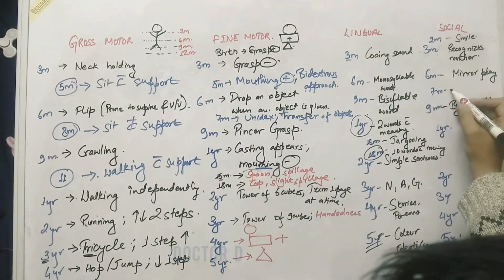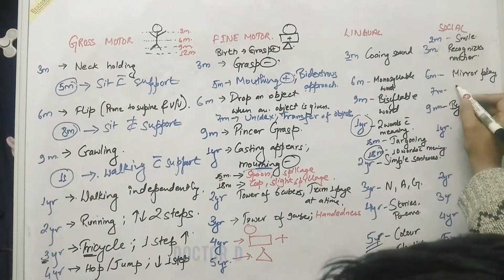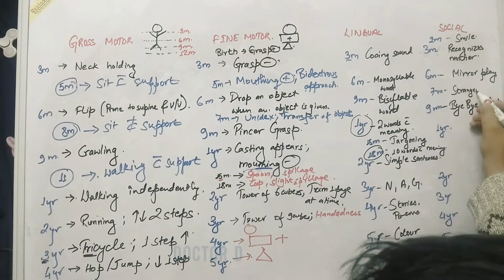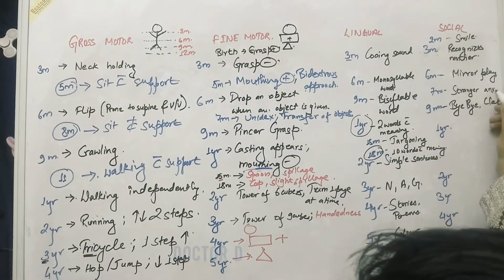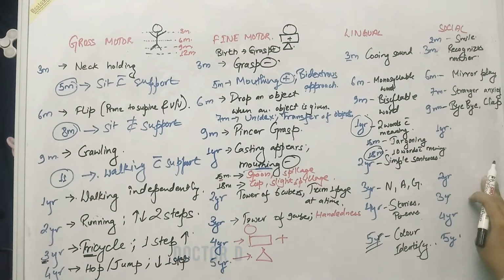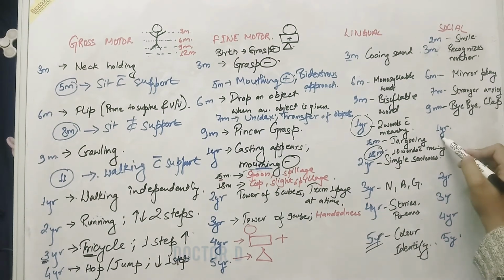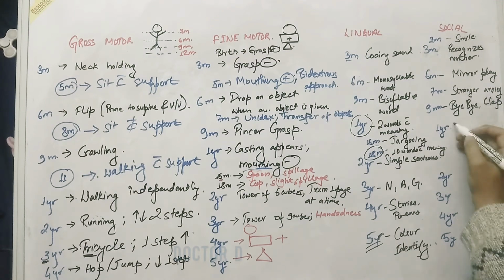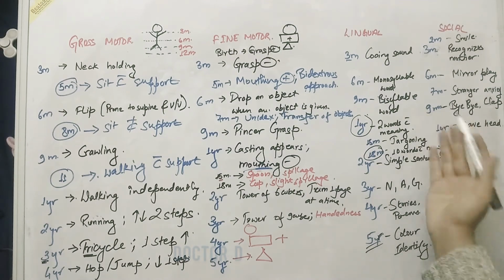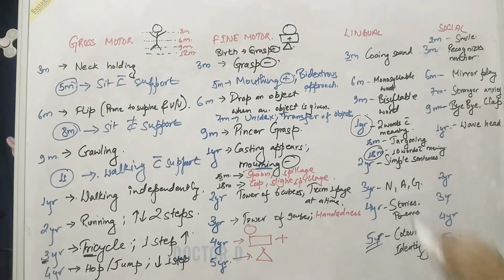So that's stranger anxiety. Let me write that: stranger anxiety. Okay, we are running out of space. I apologize for that. At 1 year, the child can wave its head to say no, wave the head to say no, yes, etc.